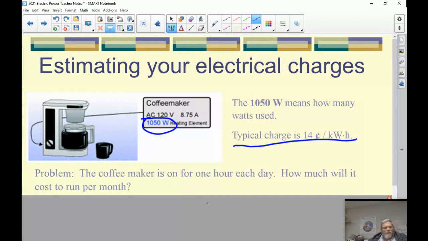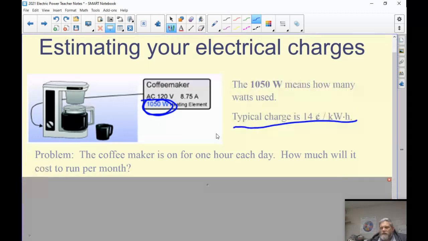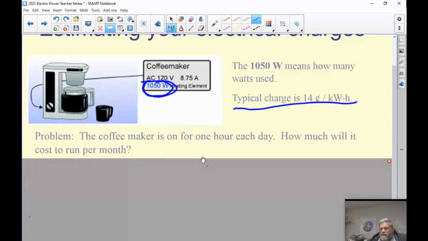It could be, and what time of day you use it. It could be as low as 7 or 8 cents, and if you're using it at a really busy time, it can be as much as 14, 15, 16 cents a kilowatt hour. Right now, in your notes, the problem says the hair dryer is used for 1 hour each day. I want you to change that to coffee maker because we're going to use this 1,050 here. Okay, so it's coffee maker is on for 1 hour each day. And how much will it cost to run each month?